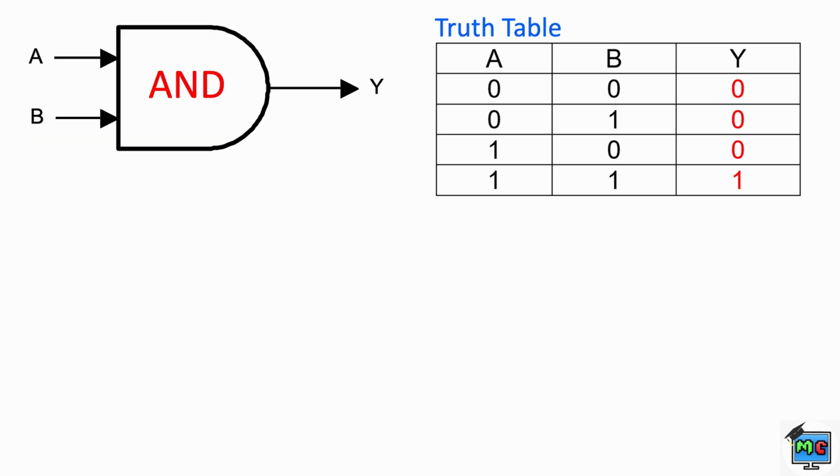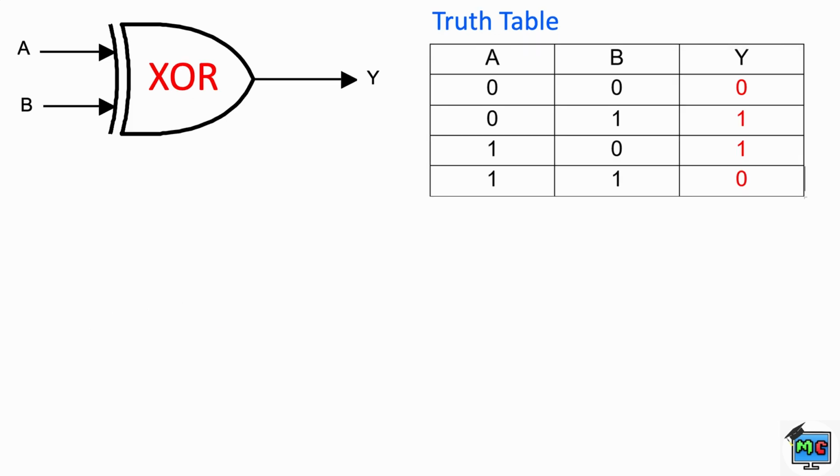AND gate, I also have two inputs. We have input A, input B, and we simply write the word AND. So input A and input B going through the AND gate. Next one, XOR gate. We also have two inputs. We have input A, input B, and it's going through the XOR gate. You simply write the word XOR.